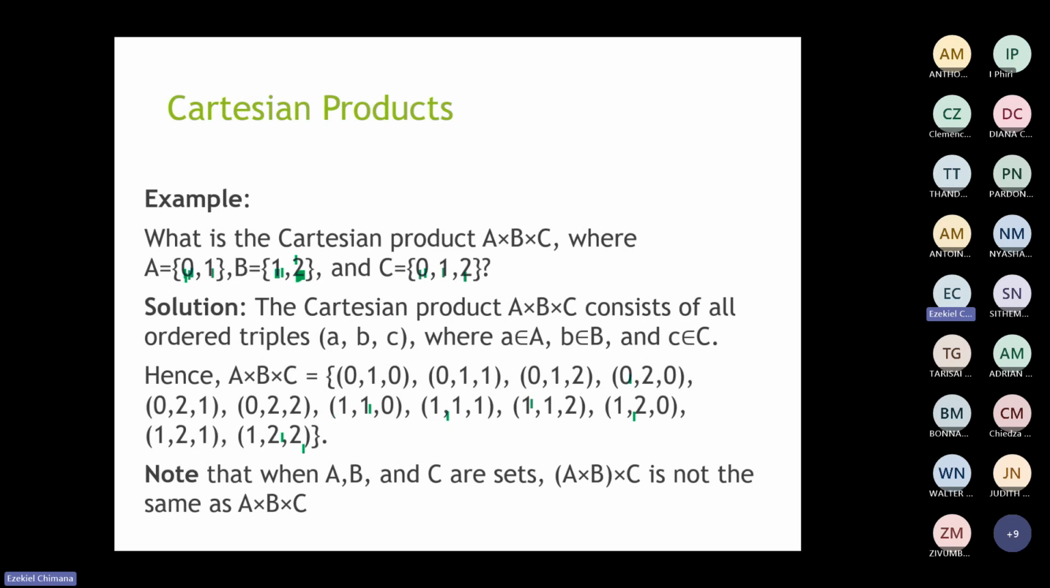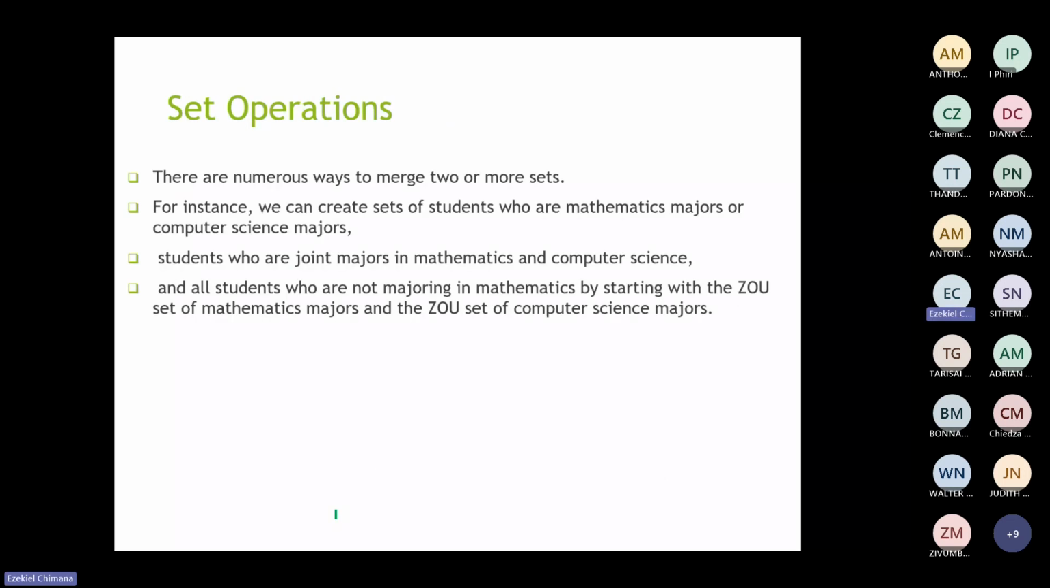Of more than 2 sets. Also take note of this. A cross B in brackets, then cross C is not the same as A cross B cross C, as you will actually be required to do A cross B and then you do the cross C. I don't know if there are questions. If there are no questions, I think you can continue now.